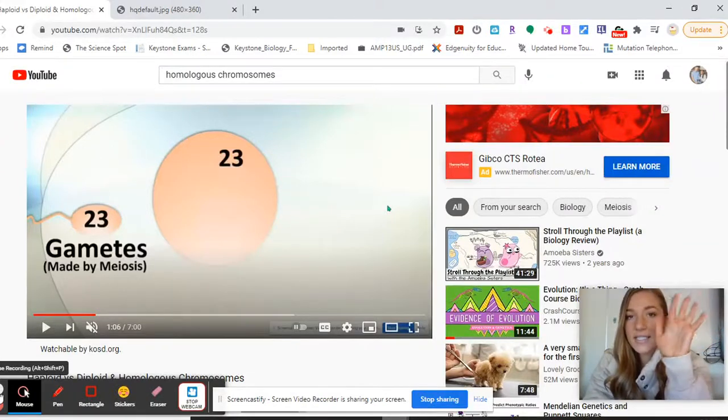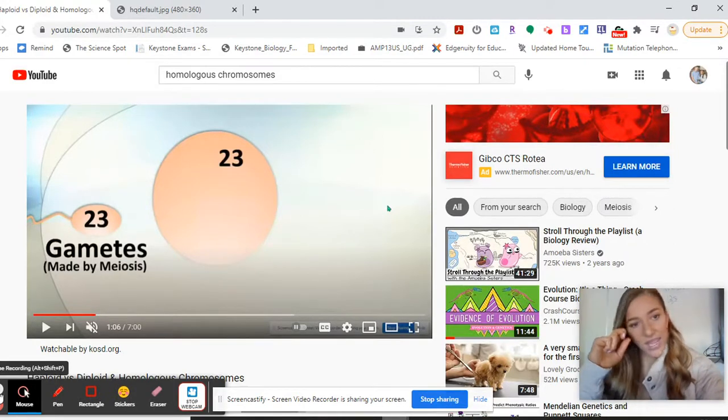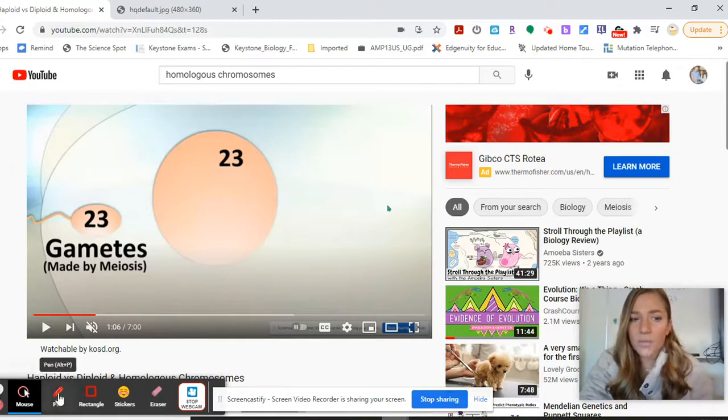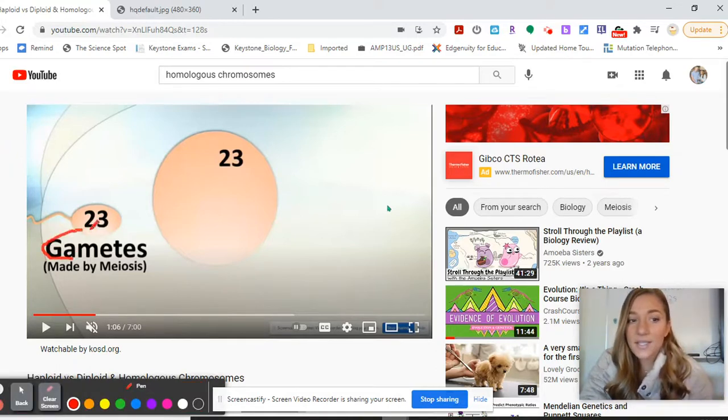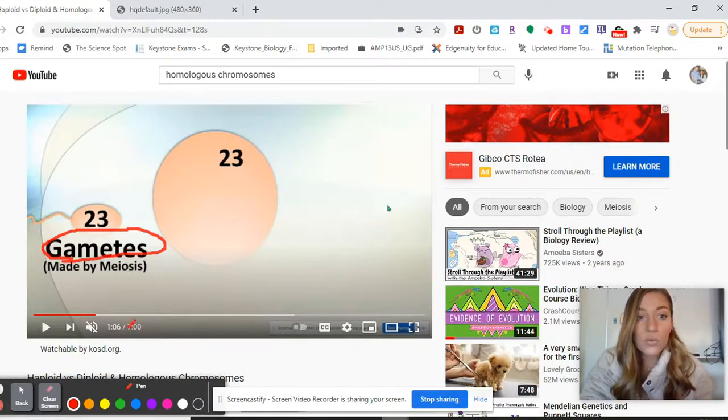Hey guys, today we are going to continue looking at some sexy cells, and those are the cells that we're going to make through meiosis. And if you recall, we're going to use this G word right here, gametes, as the name for cells like eggs and sperm. So eggs and sperm, gametes, are what we make through meiosis.